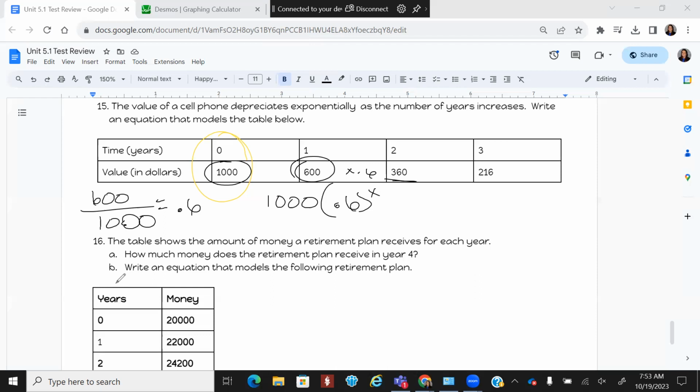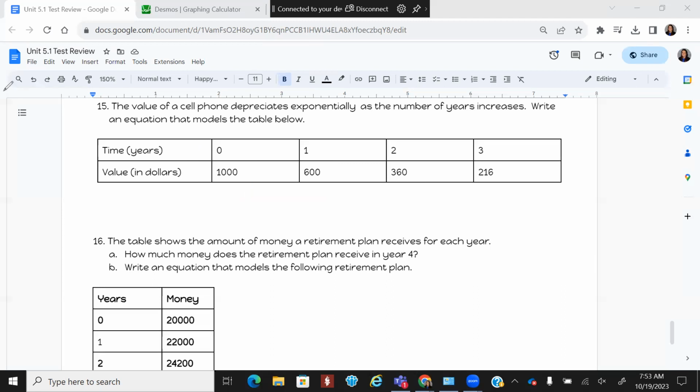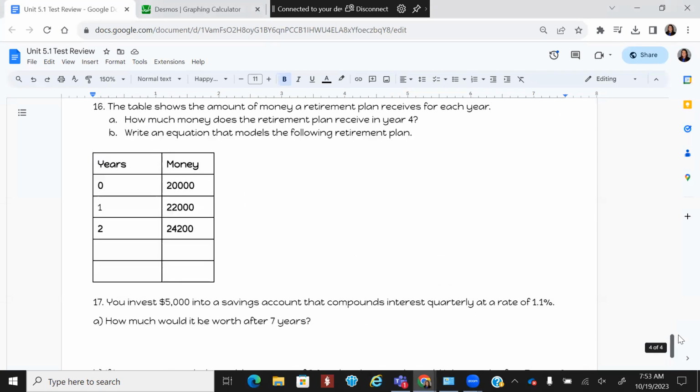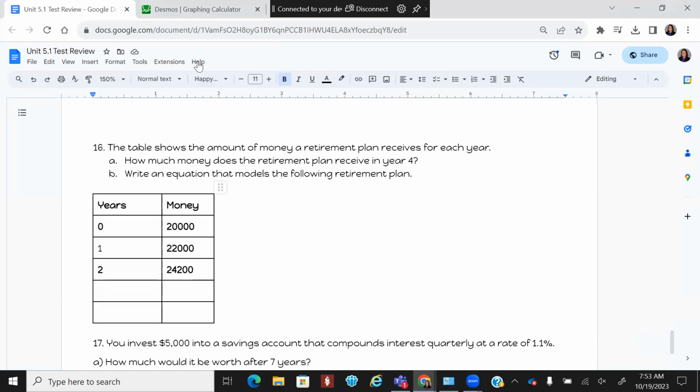All right, the table shows the amount of money a retirement plan receives for each year. How much money does a retirement plan receive in year 4? We got to figure out what the rate is. So we're going to take the second and divide it by the first. And when we do that, we're going to get 1.1. Again, we want to make sure that that's right.